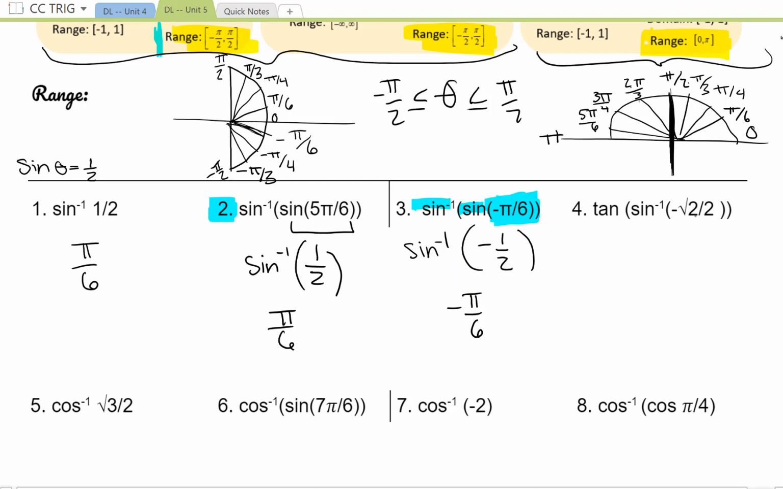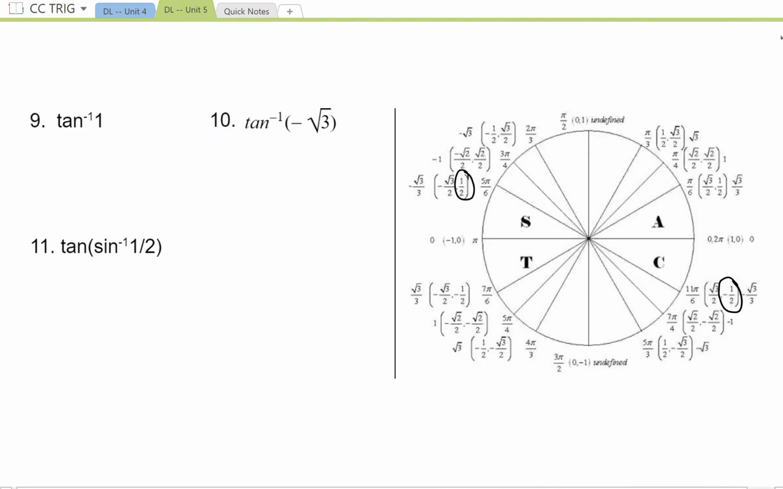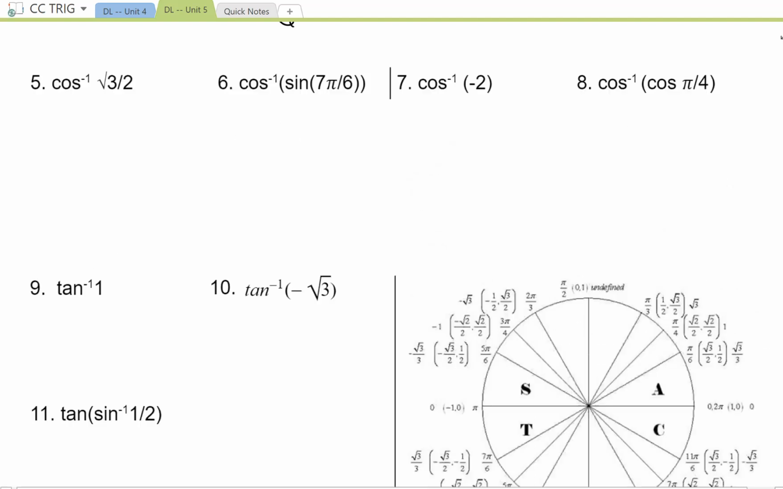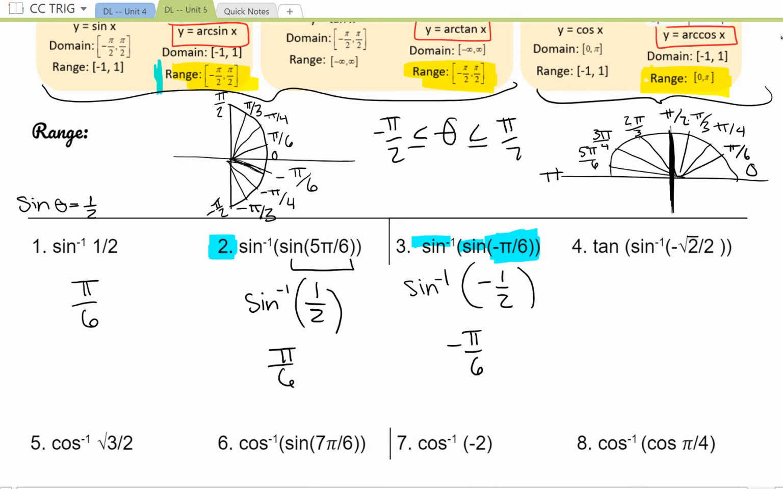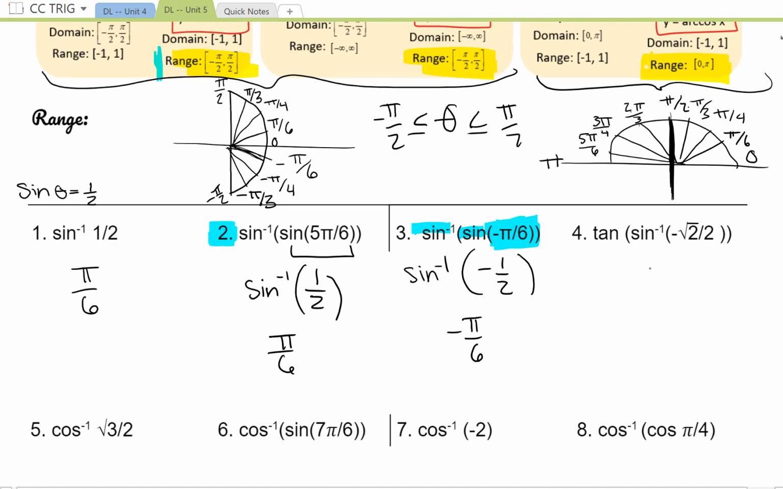Sine inverse of negative root 2 over 2. The y value is negative root 2 over 2 at 7 pi/4 and 5 pi/4, but only one of those, well, neither of those technically are within the restrictions. But 7 pi/4 is in the area that I know that sine is in. So what is the angle that is within the restrictions for 7 pi/4? What other name can we call it? We can call 7 pi/4 as negative pi/4.